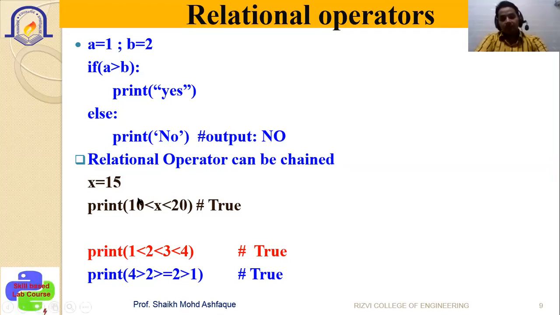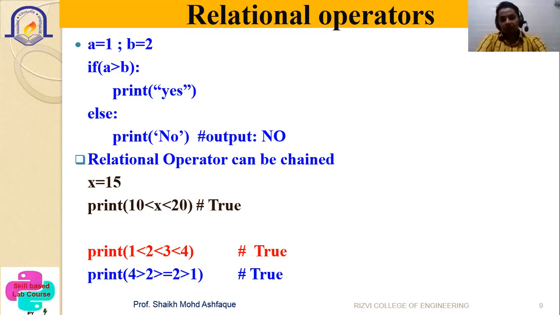For example, consider x is equal to 15. Print 10 less than x less than 20. So here x is 15, 10 is less than 15, and 15 is less than 20, so it prints the true statement. As you can see in the second last print statement, print 1 less than 2 less than 3 less than 4. Yes, 1 is less than 2, 2 is less than 3, 3 is less than 4, so it prints a true value.